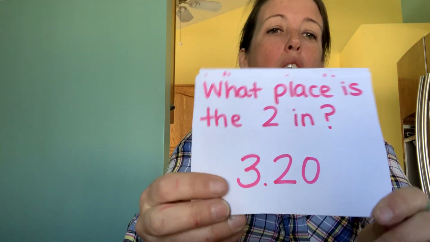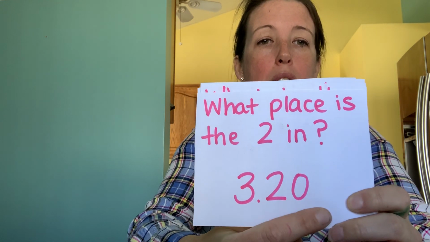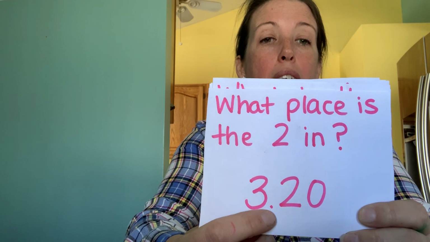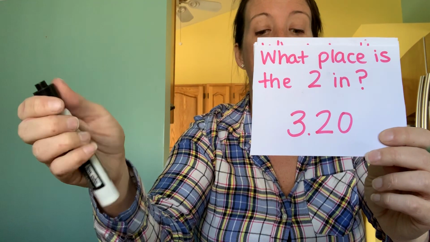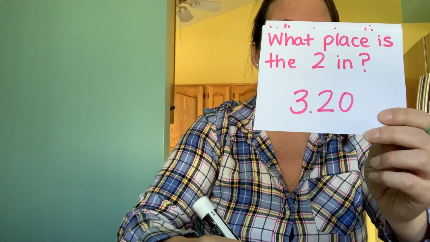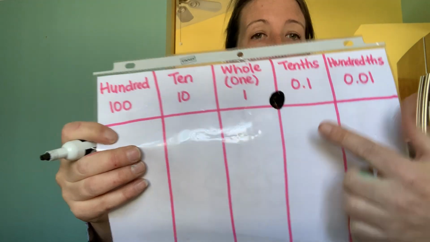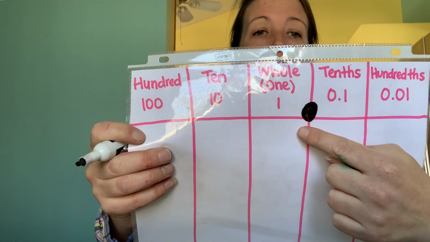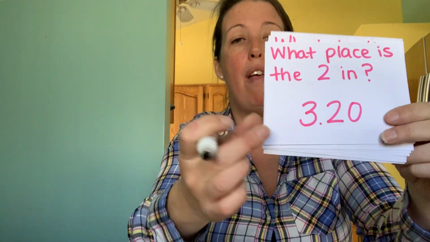My first question says, what place is the 2 in this number? I have 3.20, or I read this as 3 and 20 hundredths. So I'm going to copy this straight into my place value chart. And I always make sure I have a really big decimal point before I start. So I know as soon as I'm done with my wholes, I have a decimal point to show me these numbers are less than a whole. So I'm going to pay attention to where this decimal is. And it says 3.20. So in my chart, 3.20. So I filled it in.